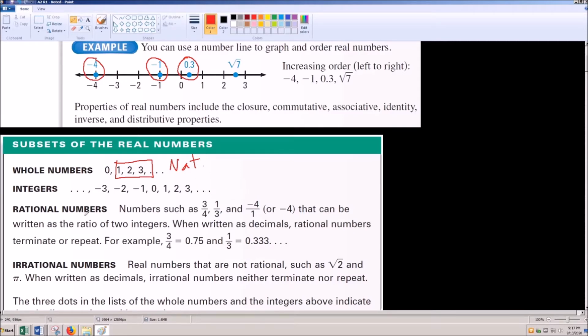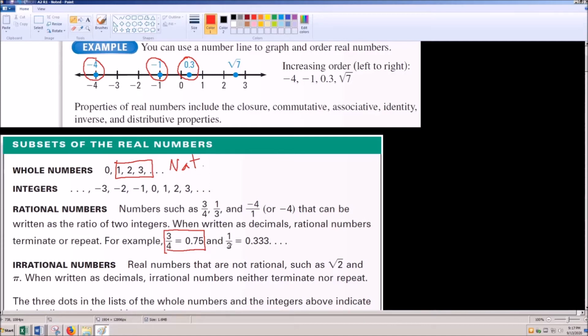Our rational numbers are just the numbers we can write as a fraction, and we can sometimes write these as decimals too. Now the decimal may not be terminating. For example, 3/4 is a terminating decimal at 0.75. If I do 1/3 though, this is a decimal that does not terminate, so this is going to repeat forever. Sometimes you'll see people write 0.3 with a little line above it.